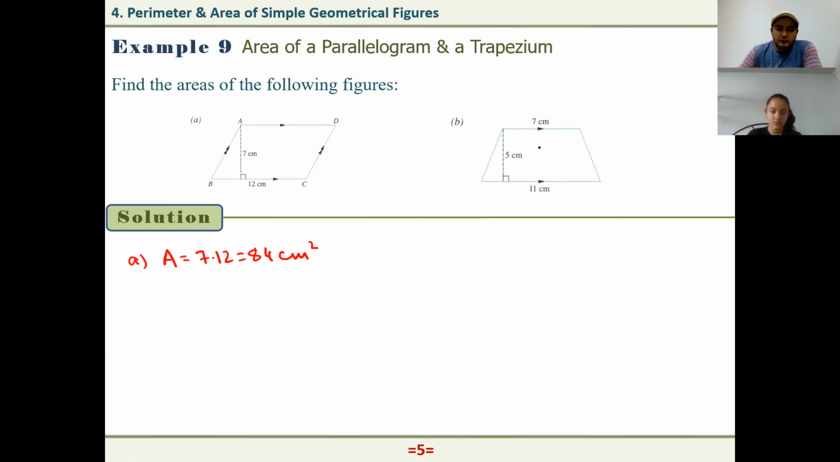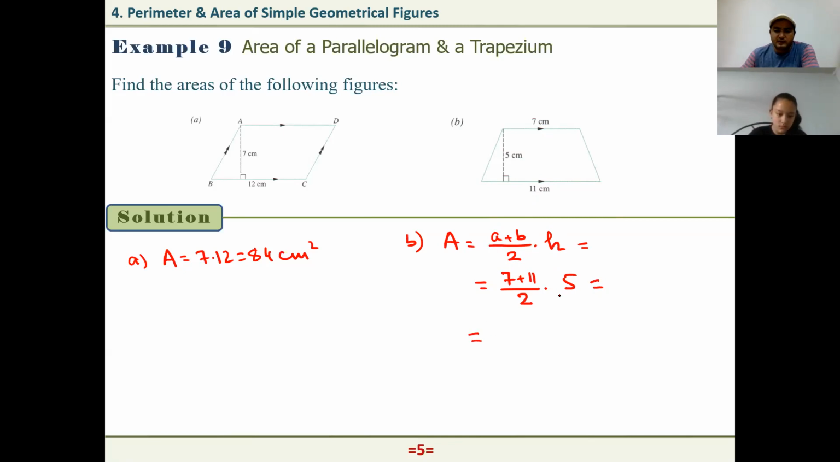And how about the second one? As you see here, this side is parallel to this side. It has four sides, so it is a trapezium. So I'm going to use the area formula of trapezium to find this area. What is the area of the trapezium? It is the sum of the parallel sides over 2 times h. What is the sum of parallel sides? This side is 7, this side is 11. So that is 7 plus 11 over 2 times, how about height? Height equals 5.